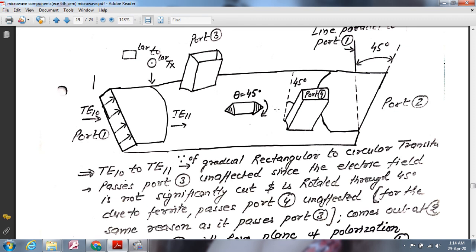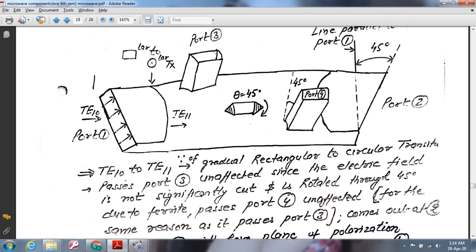This power, whose plane of polarization is tilted through 90 degrees, finds port number 3 suitably aligned and emerges out of port number 3.